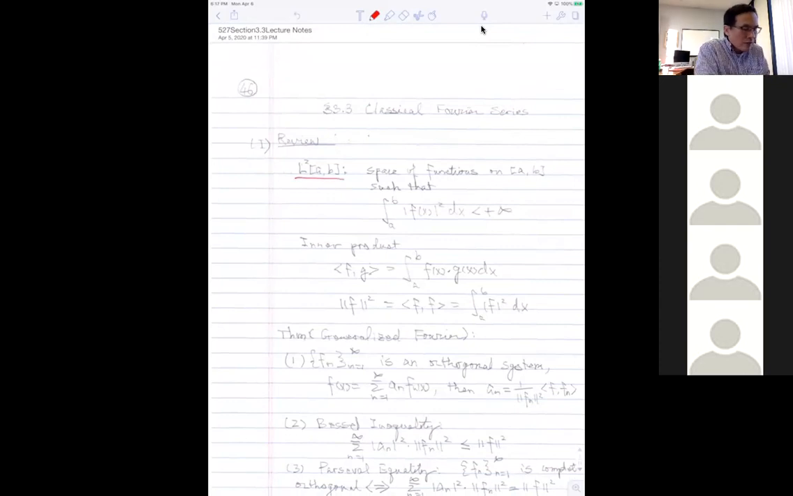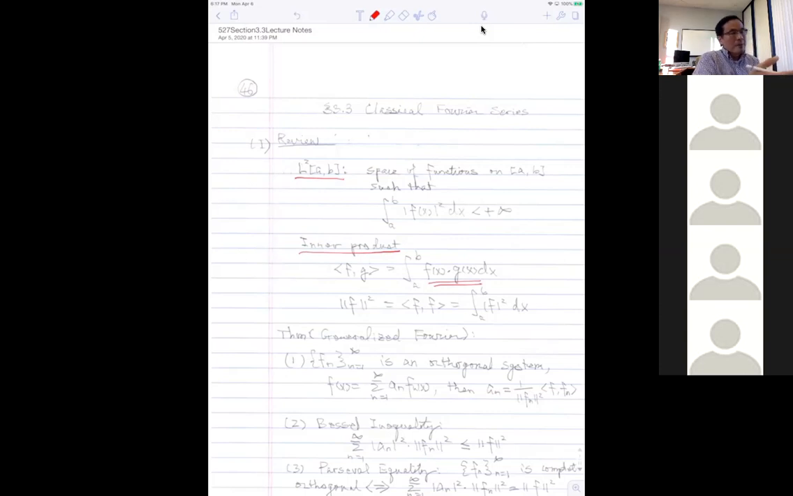This is a space of functions on [a,b], such that you take the square and integrate from a to b, and the integral is finite. So this is what the L2 space requires. On this space, we define an inner product. The inner product is defined in this way: you multiply these two functions and integrate from a to b. That gives you a number, and this inner product satisfies the axioms.